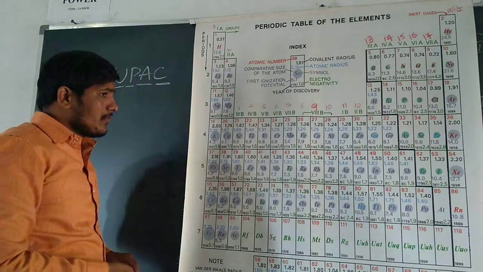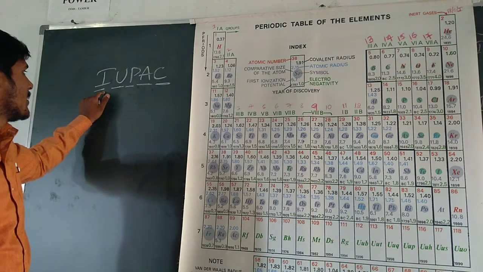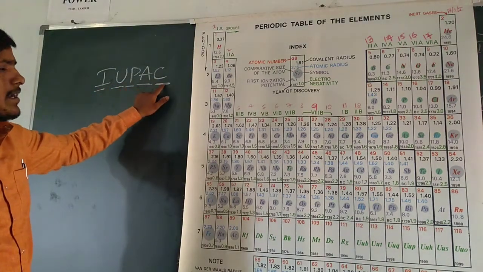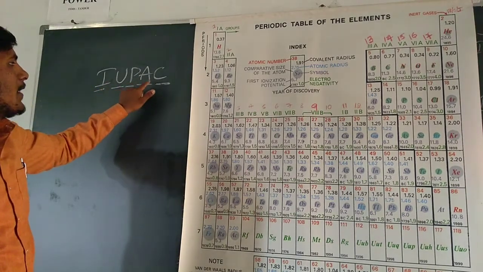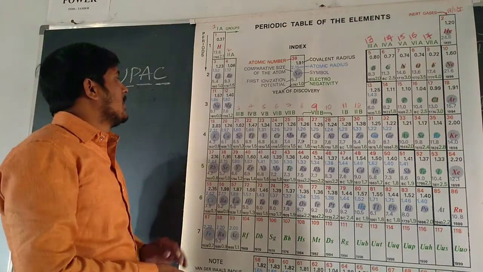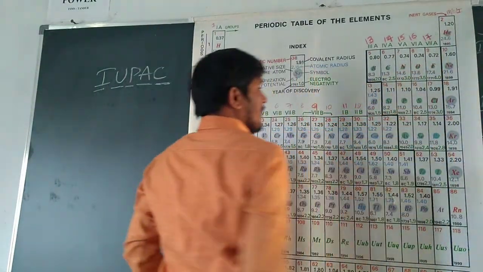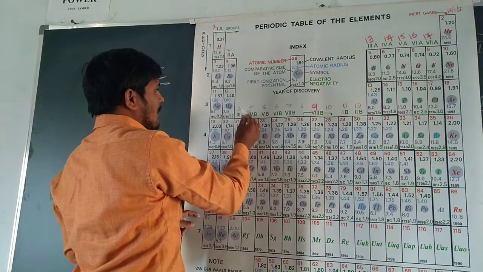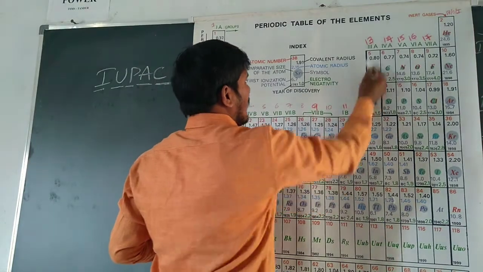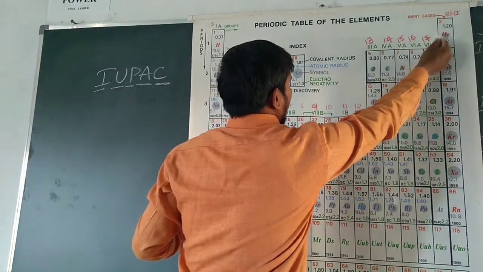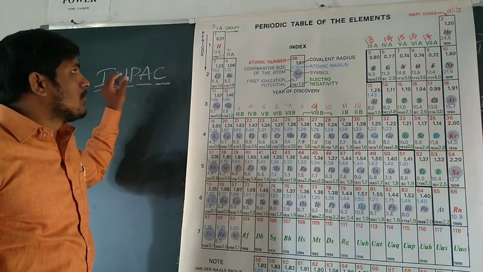According to IUPAC, which means International Union of Pure and Applied Chemistry, the groups are numbered from 1 to 18, that is 1, 2, 3, 4, 5, 6, 7, 8, 9, 10, 11, 12, 13, 14, 15, 16, 17, 18.